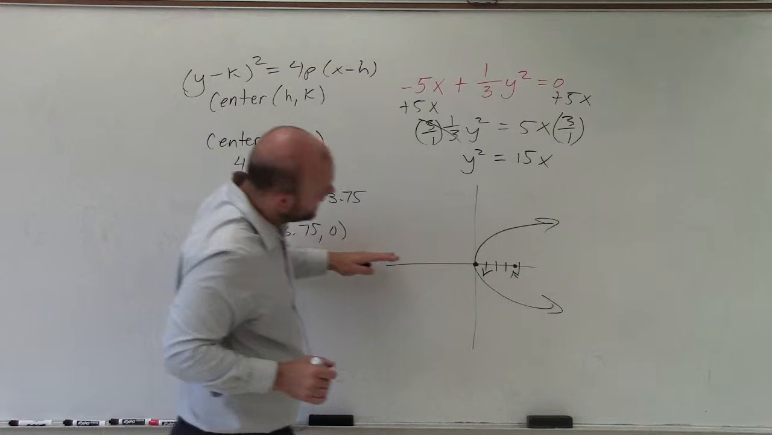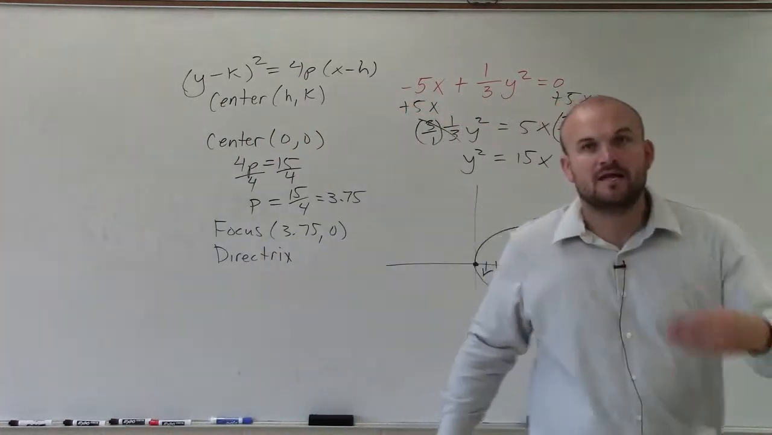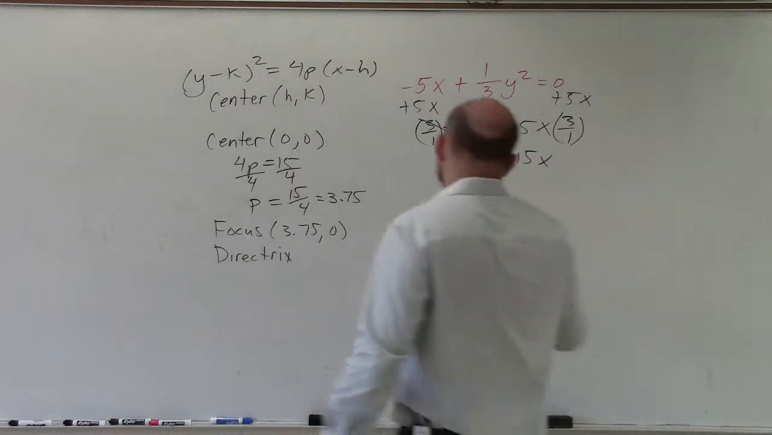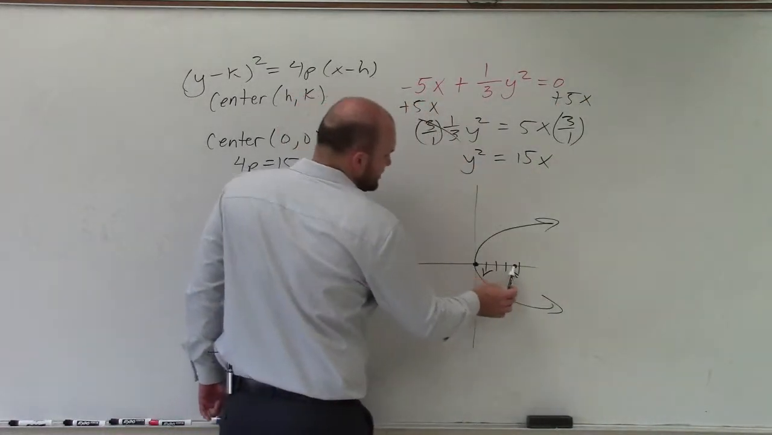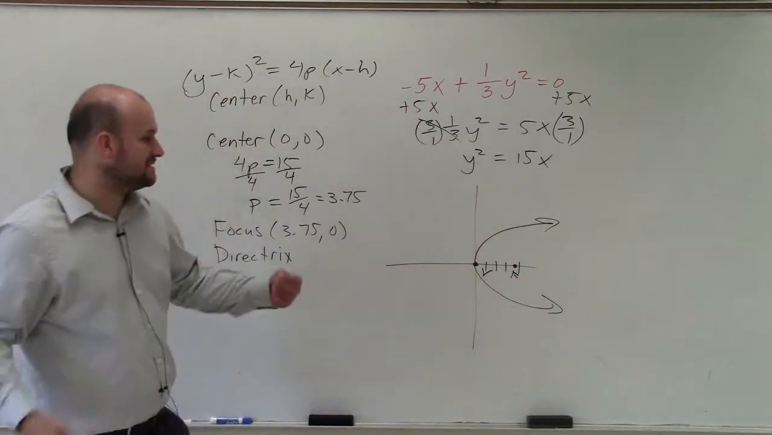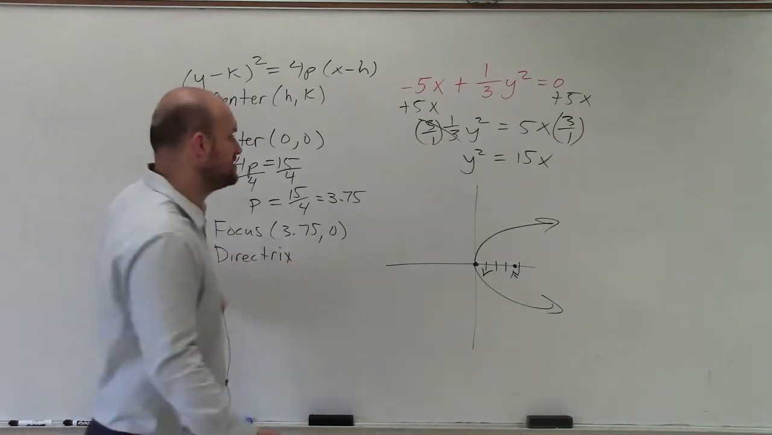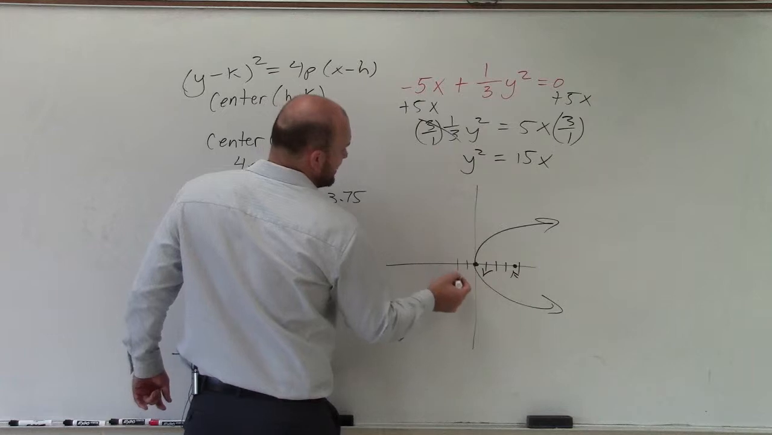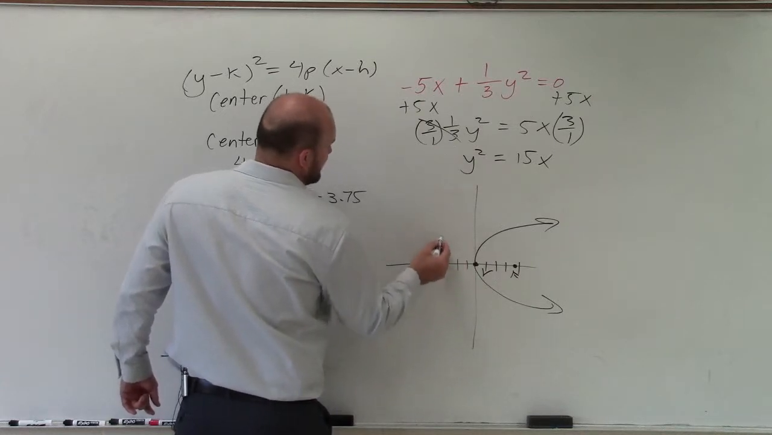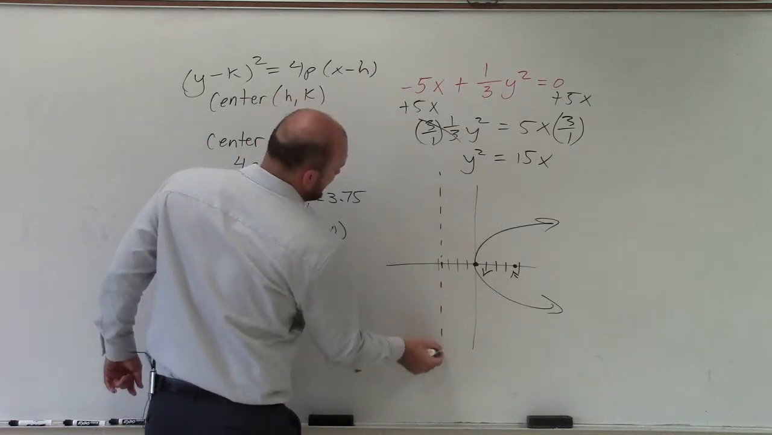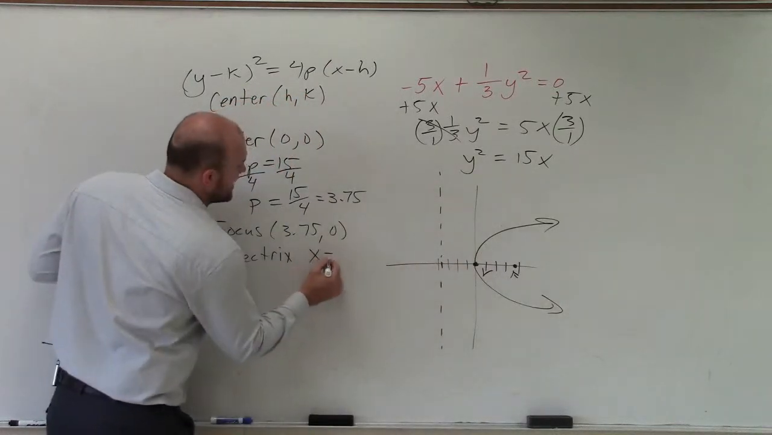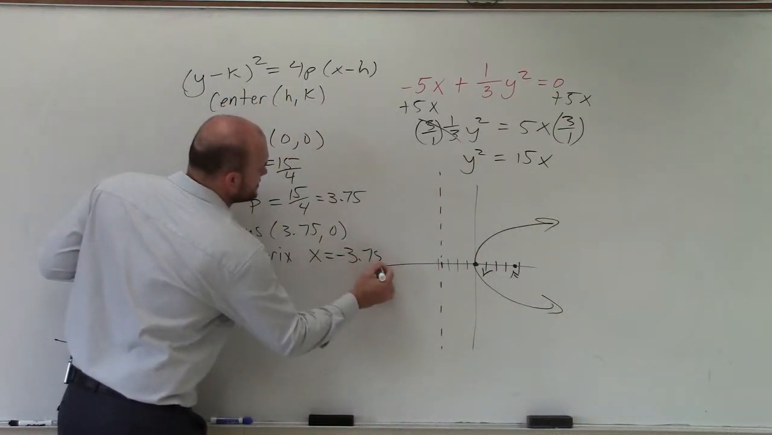The last thing we need to do is determine the directrix. Now, notice that we have an axis of symmetry on the x-axis, right? The directrix is perpendicular to that axis of symmetry. And the other thing is the distance from the vertex to the focus is exactly the same as the distance from the vertex to the directrix. So instead of going 3.75 to the right, I need to now go 3.75 to the left. And that's going to be my perpendicular line, which is my directrix. And directrix is a line, so that is going to be x equals negative 3.75.